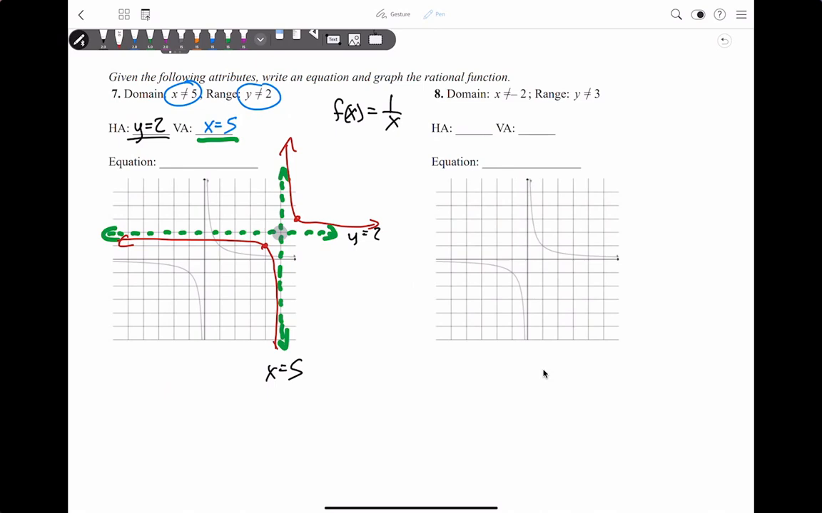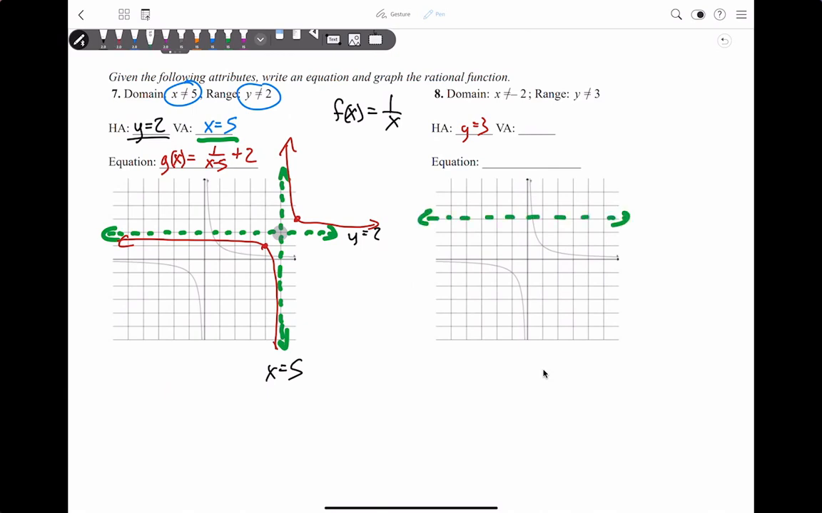Okay, so our g of x is our transformation. It shifted 5 to the right, so it's x minus 5, and it shifted 2 units up. So it'd be plus 2. Okay, so up here, just to finish it off, y is not equal to 3. That means y has to be 3 for my new horizontal asymptote.